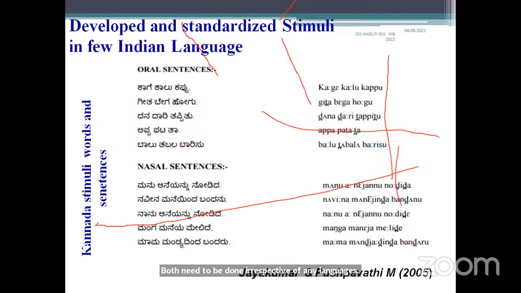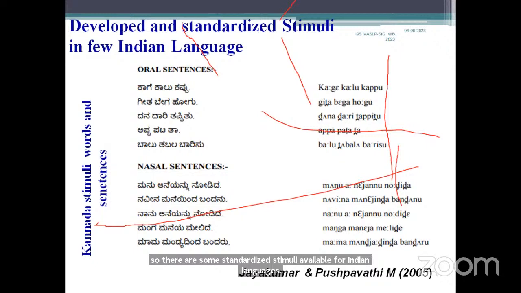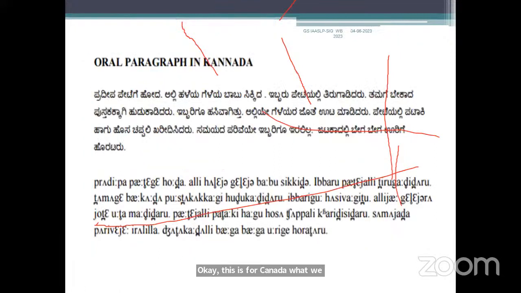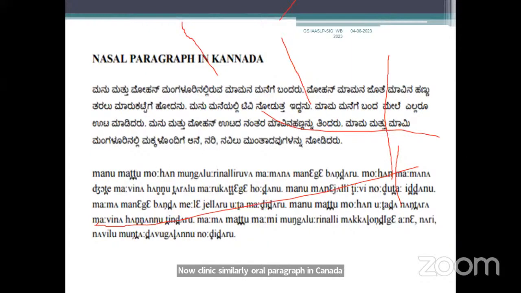There are some standardized stimuli available for Indian languages. This is just for your information. We have it in Kannada, which again is standardized sentences. You need to have a minimum of 5 sentences consisting of pa, ta, ka or ba, da, ga, whichever is convenient. Similarly, you need to have 5 nasal sentences consisting of ma. This is for Kannada, which we use regularly in our clinic. Similarly, we have an oral paragraph and a nasal paragraph in Kannada.